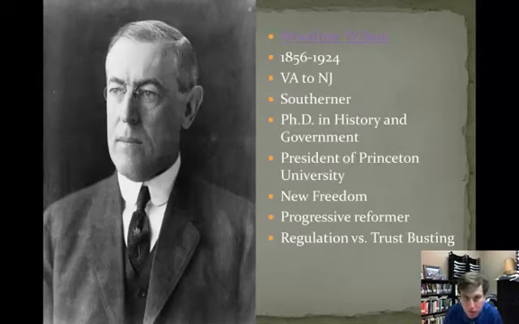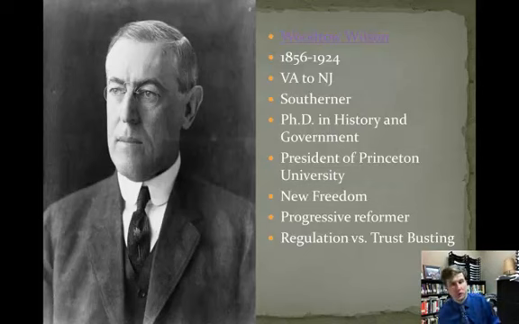So Woodrow Wilson was born in Virginia but then lived in New Jersey. So he was a Southerner by birth. He had a Ph.D. in history and government. A good progressive is going to have these kinds of things. And of course, that would force him to rely on quote-unquote intellectuals or experts for advice. He was the president of Princeton University for a time. And Wilson had his own legislative agenda that he called the New Freedom.